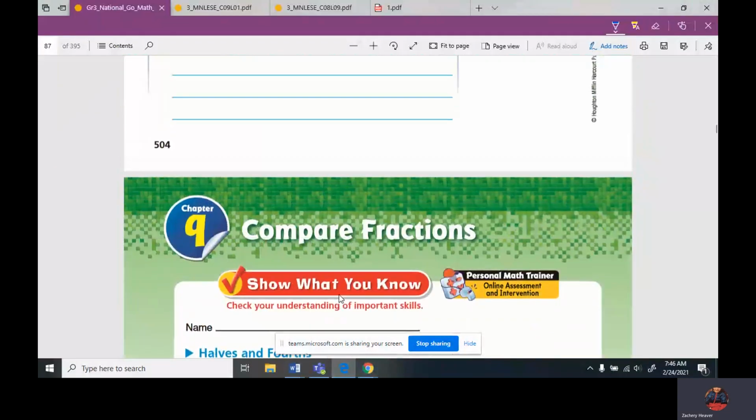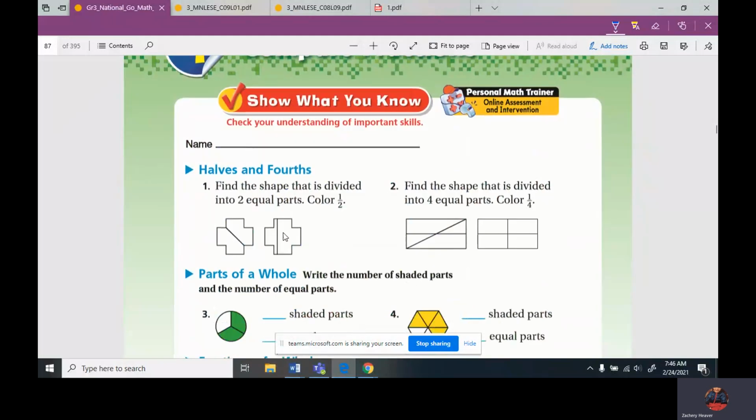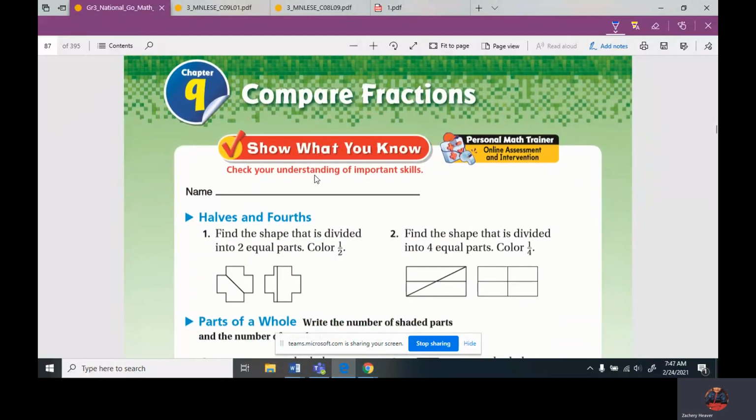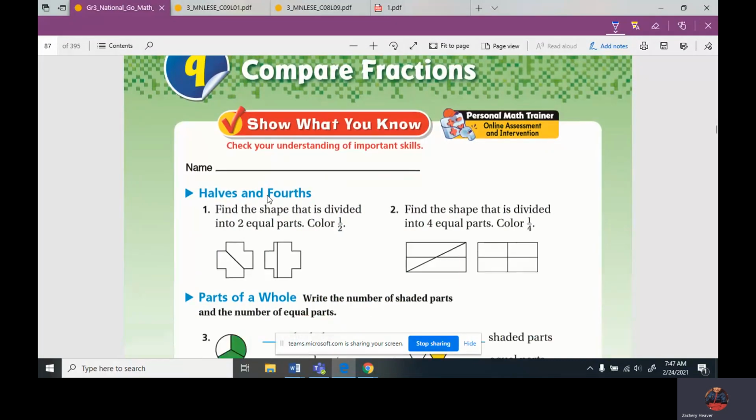Okay, so we're in chapter 9, which is just comparing fractions. We learned what fractions are. They're pieces of wholes. And we learned how to find values as a fraction with unit fractions. So comparing fractions is not going to be much different. It might actually be even a little bit easier since now we understand a little bit what fractions are.